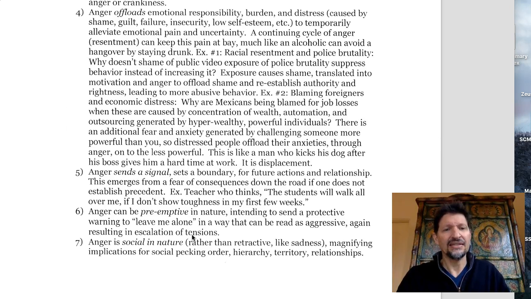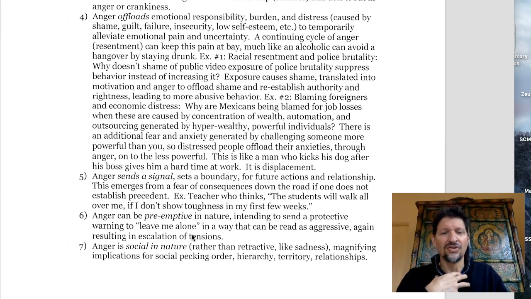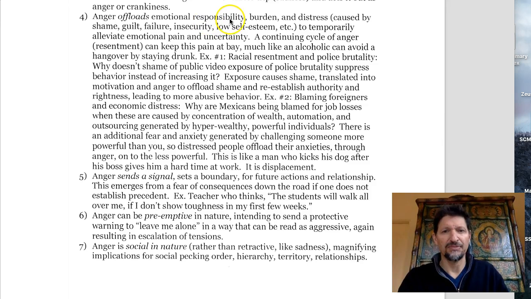Here's another thing, and again, some of these are original insights. These are basically my understanding and my insights from my own research. I don't really see these in the literature, but they're very, very important, and they really do help us understand social, emotional tendencies. This is a really important one. Anger offloads emotional responsibility, burden, and distress caused by shame, guilt, failure, insecurity, low self-esteem to temporarily alleviate emotional pain and uncertainty. Look at the operation of this.